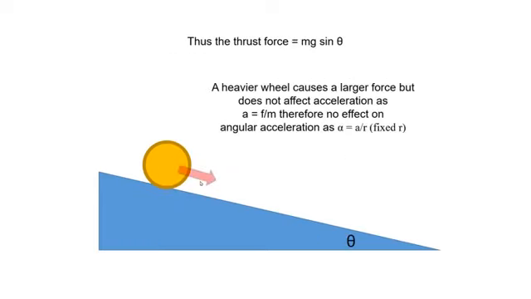Now, if we have a heavier wheel, it does cause a larger force to act on the wheel, but the wheel is also heavier. So as we've seen before, acceleration is force divided by mass. If we double the force due to it being double the weight, and double the mass, there's twice as much material, it's harder to turn. Therefore, the linear acceleration stays the same. Now, if the linear acceleration stays the same, and the radius of the object is fixed, then there can be no change by varying the mass of the wheel.